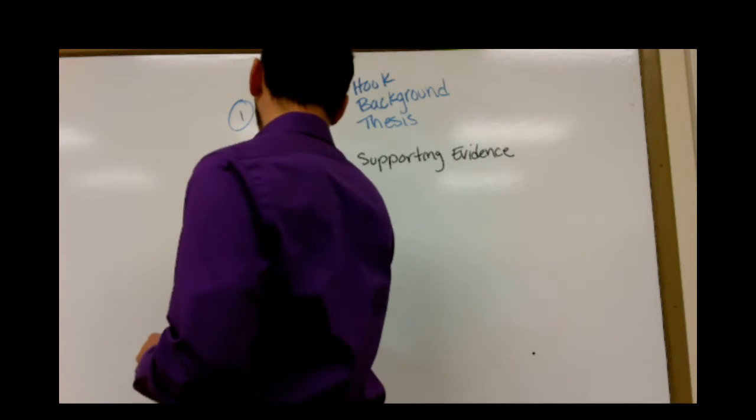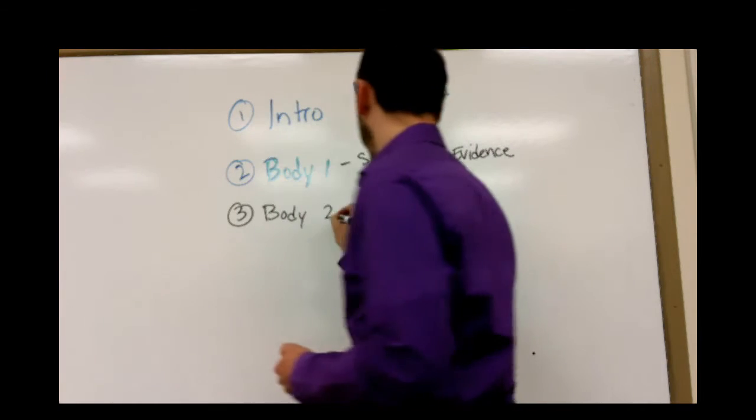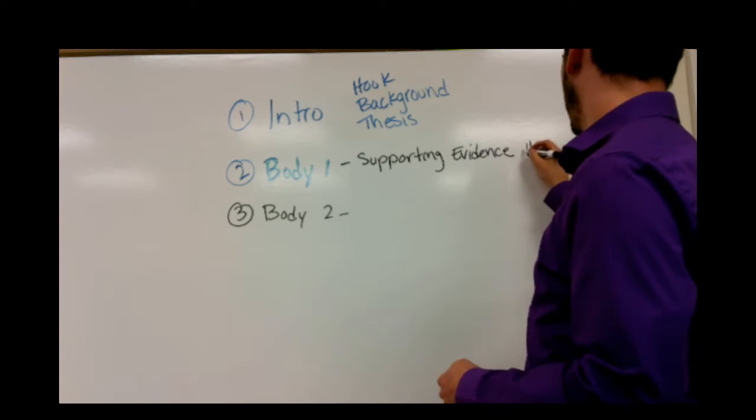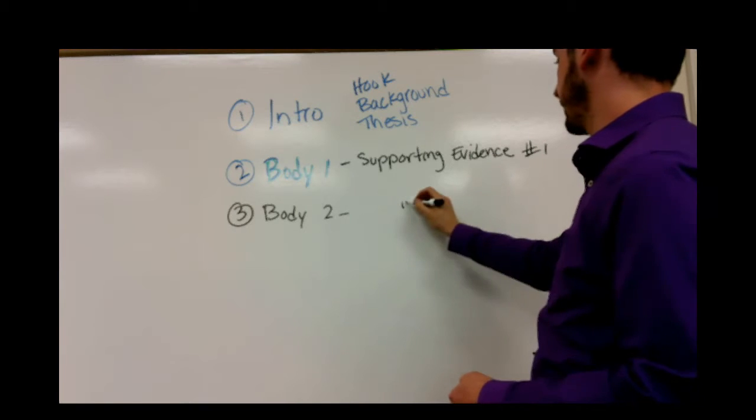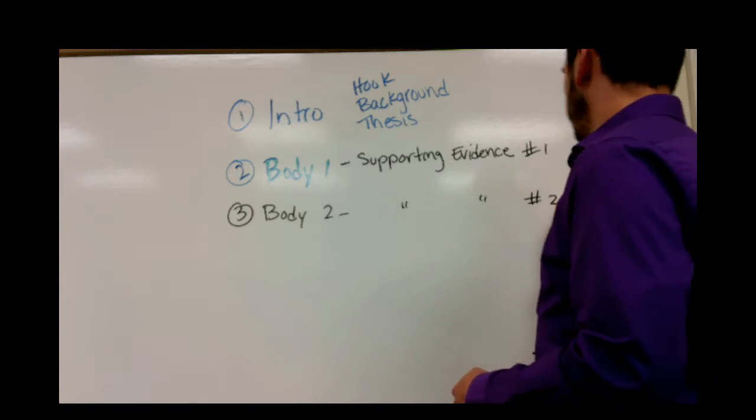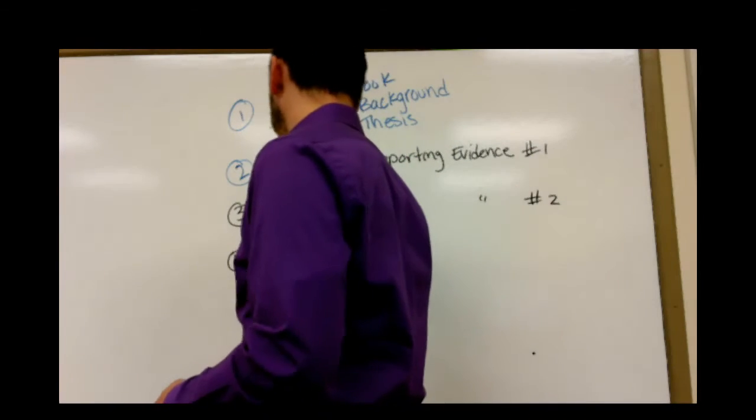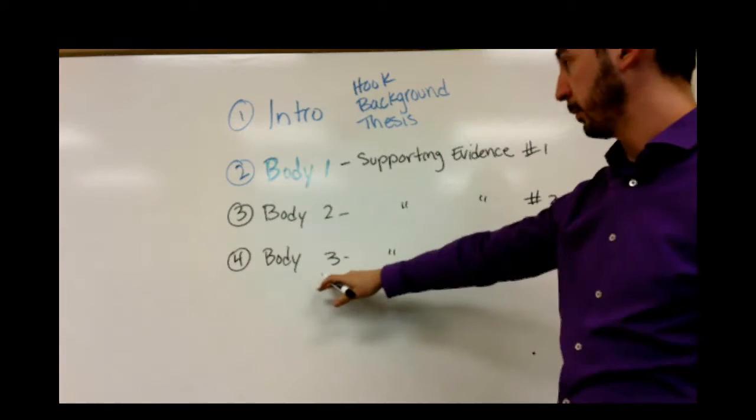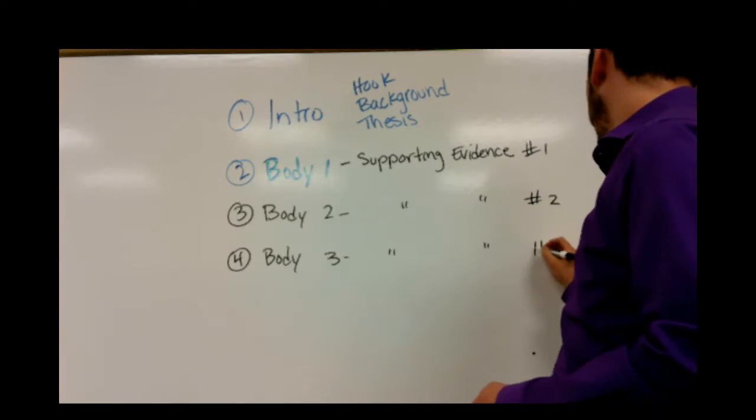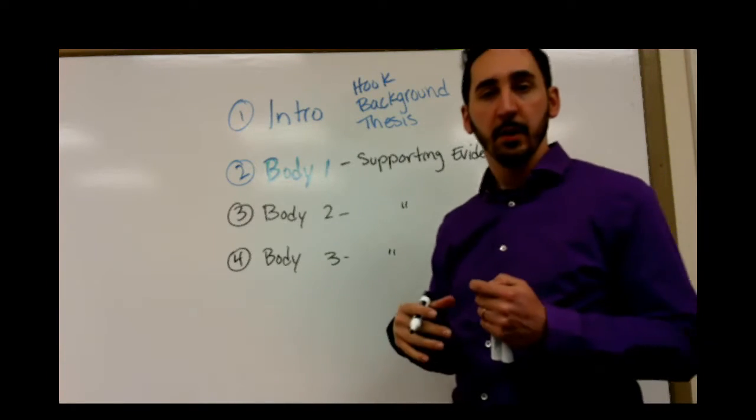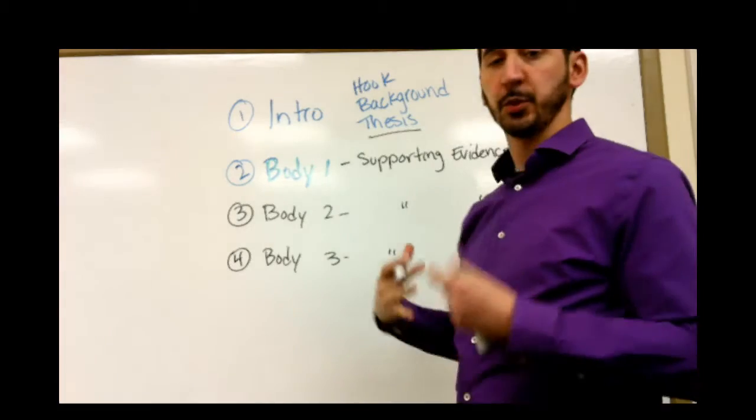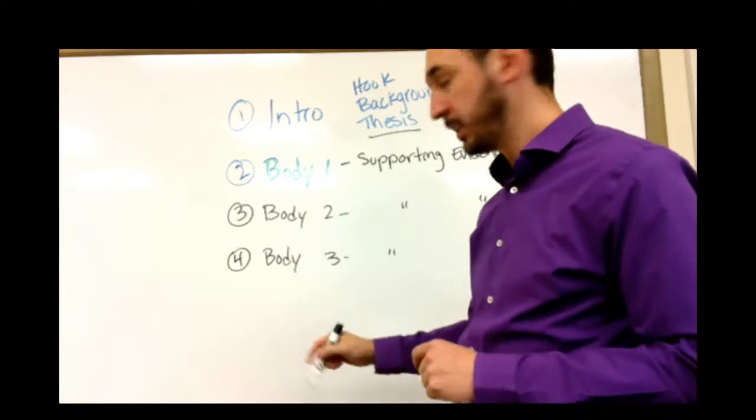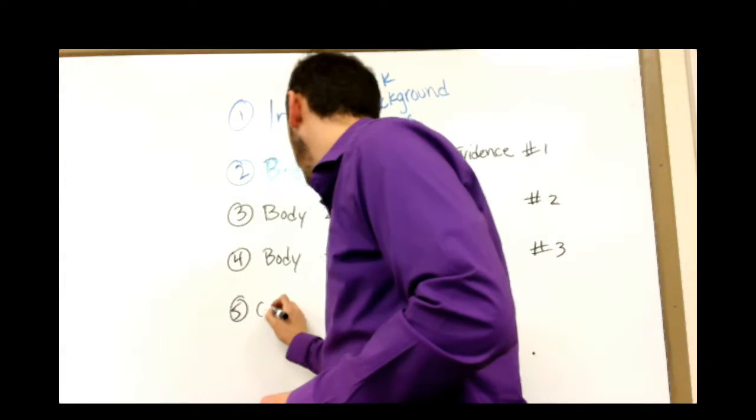After that, we had body 2, which did the same thing, only before you had supporting evidence number 1, then you had supporting evidence number 2, and your 4th paragraph was the same way. Body paragraph number 3, supporting evidence number 3. So you had basically your thesis, and your thesis was backed up by 3 arguments, described in 3 separate paragraphs, and then your 5th paragraph was your conclusion.